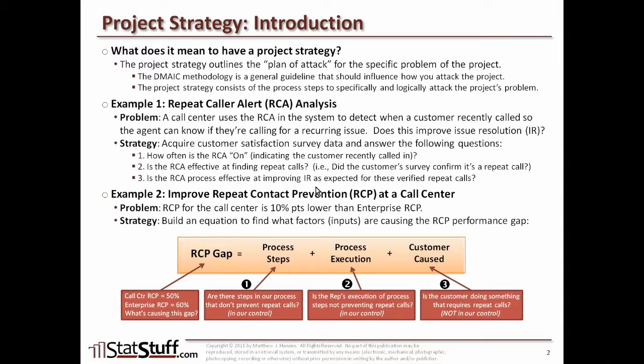And they want to make some improvement. So here's an outline of the strategy that was defined. Basically, it was illustrated as an equation in order for us to help explain and understand what are the factors or things that could be influencing this performance gap that we're seeing in the RCP metric itself. So we said, basically, starting with an equation, RCP gap, this is what we're trying to solve for.